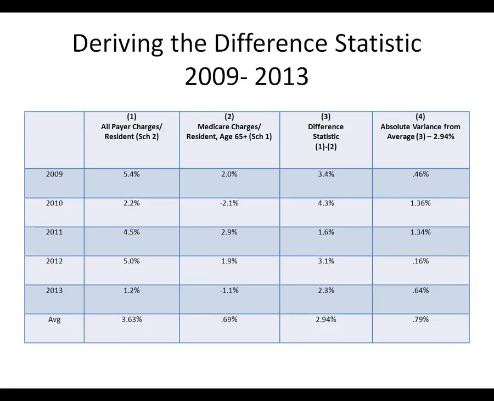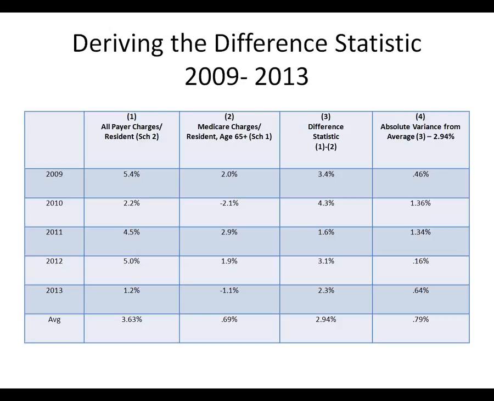The key point here is that in column 3, the difference statistic is calculated for each of the 5 years, 2009 through 2013, and the average taken at the bottom of the page being 2.94. This is a remarkable statistic because what it's saying is that the rate of growth in hospital claims per resident has been 2.94% greater on an annual basis than the estimated increase in hospital claims per fee-for-service Medicare beneficiary in Maryland.